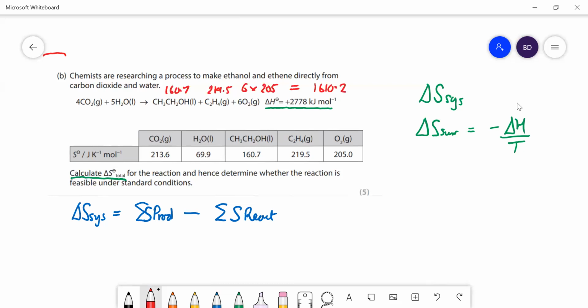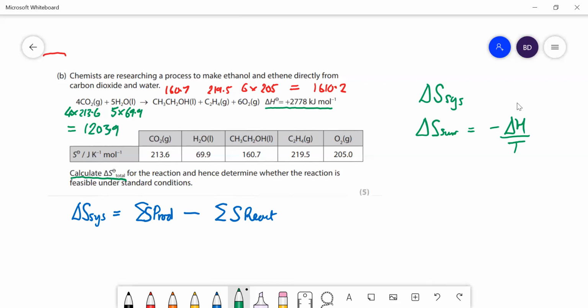Now we're going to work out the reactants. So here we're going to have carbon dioxide, so it's going to be 4 times 213.6, and it's going to be 5 times H2O liquid, 69.9. If you add that lot up, that comes to 1,203.9.